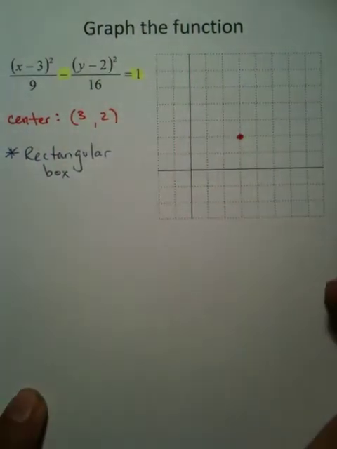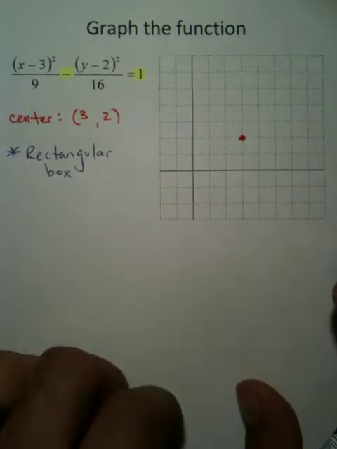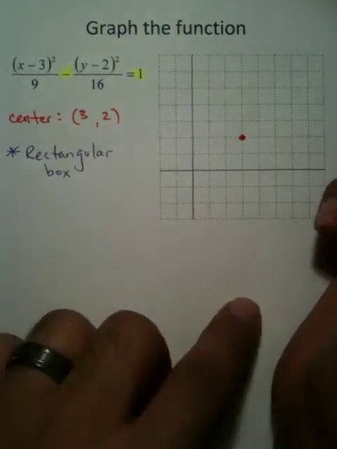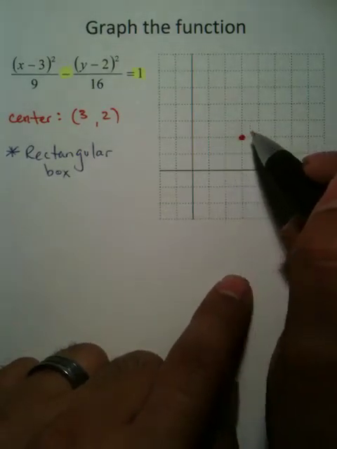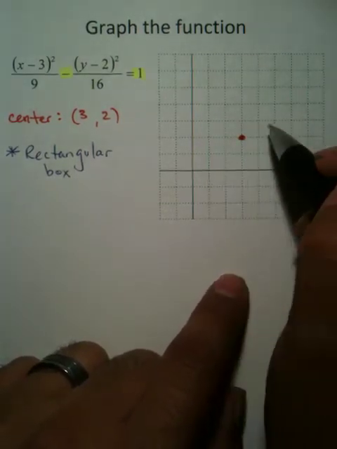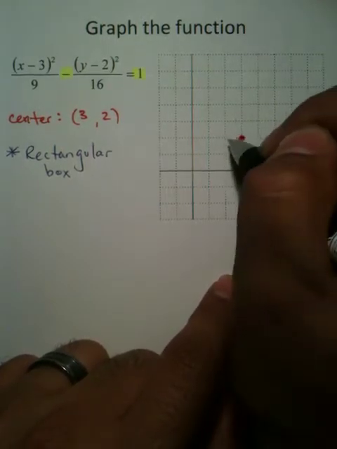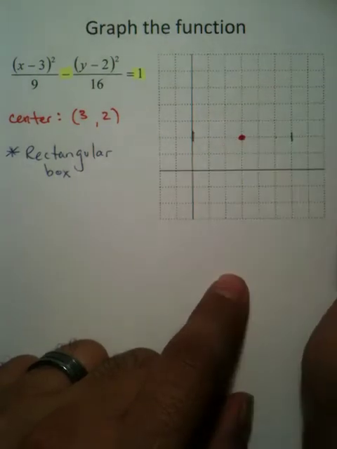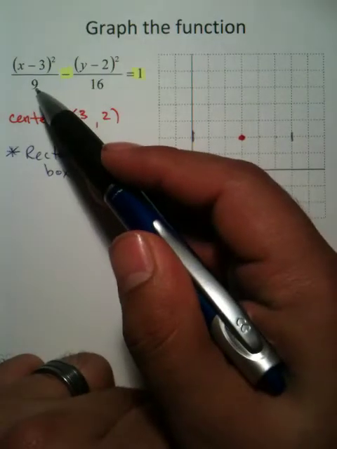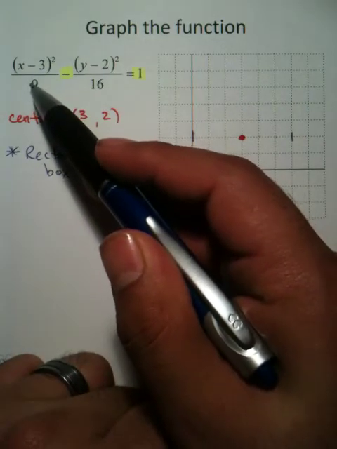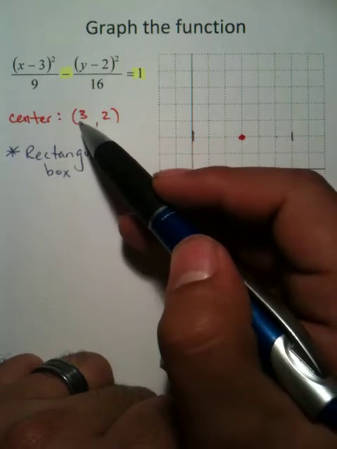Now how you make this rectangular box is pretty simple. It's kind of like graphing ellipses. You have to say to yourself, alright, how many spaces do I need to move in the x direction? I'm going to move 3. 1, 2, 3, and 1, 2, 3. Now how do I know it's 3? Because the square root of 9 is 3. It has nothing to do with the center.